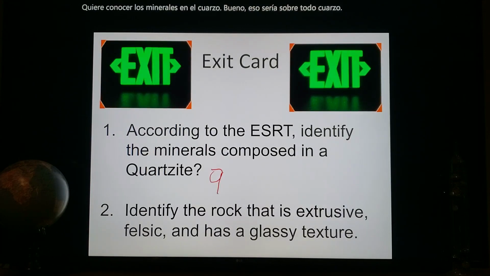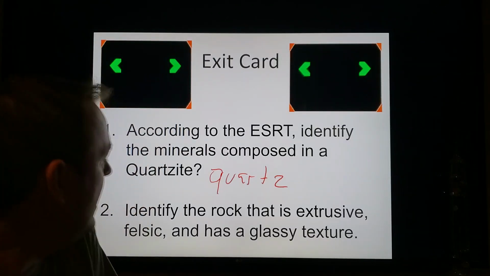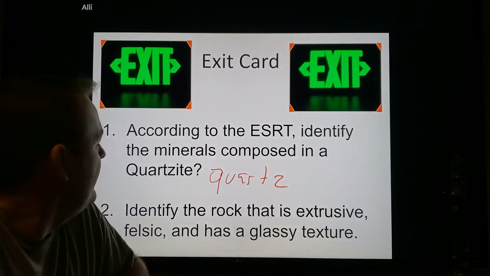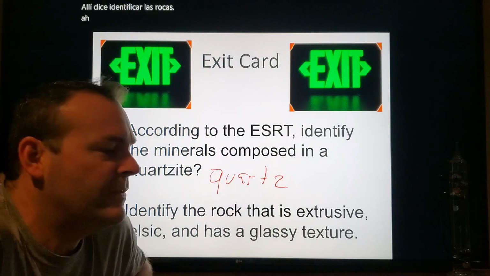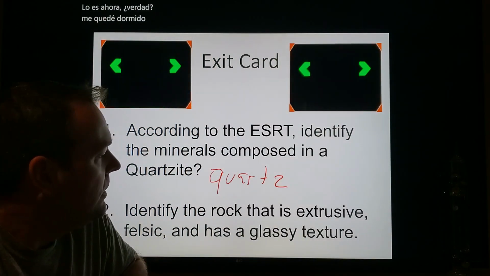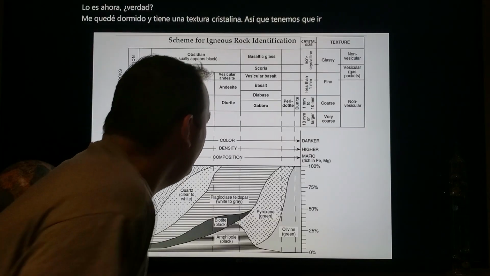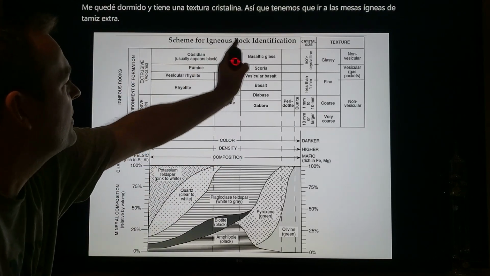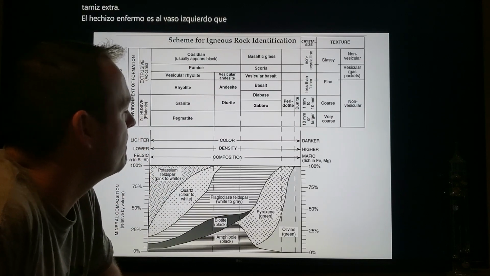Number 2 there, it says identify the rock. Stop making fun of my handwriting. Identify the rock that is extrusive. So we're talking igneous now, right? Extrusive, that's volcanic. Felsic and has a glassy texture. So we got to go to the igneous tables. Extrusive, felsic. So extrusive is up top. Felsic is to the left. Glassy puts you with an obsidian right there.